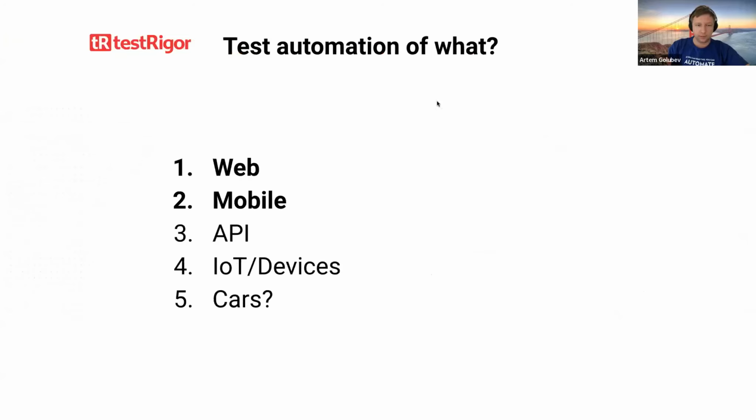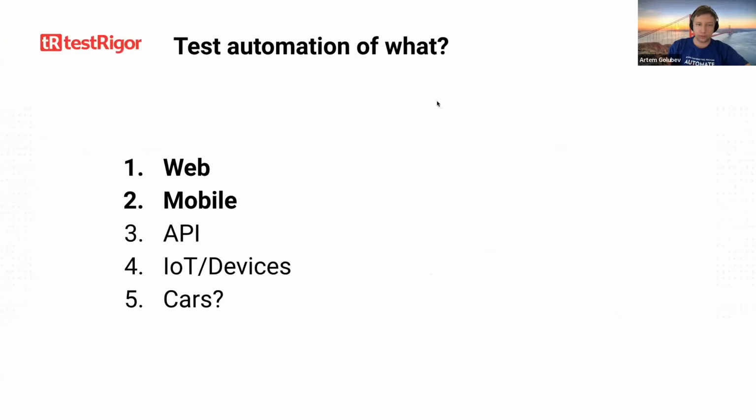All right. So what are we going to be talking about today? We'll be talking about mostly automation for end-to-end tests for web and mobile. I personally strongly believe that end-to-end tests are the most important tests you can have for your system because they reflect how your actual end users will be using your system. We will not be talking at this point about API automation, anything for IT devices or cars or anything like that.